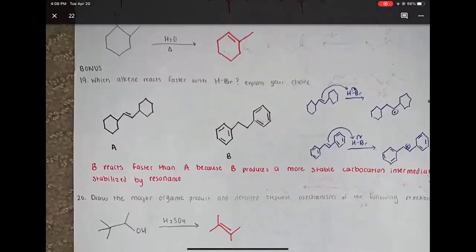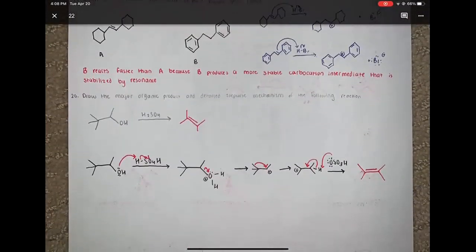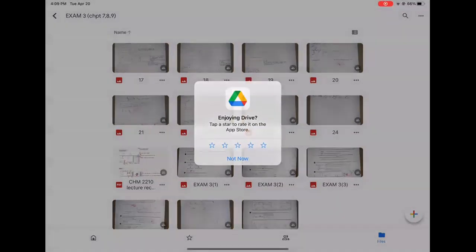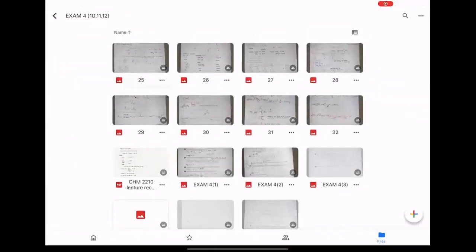We just went ahead and did this exact question on the review. Draw the major organic product and detailed stepwise mechanism. That's just H2SO4. I'm not sure if you guys would have to know H2SO4 again, but I feel like you wouldn't. So yeah, that is those questions. And then we have more, so do not fret. I have plenty more questions.